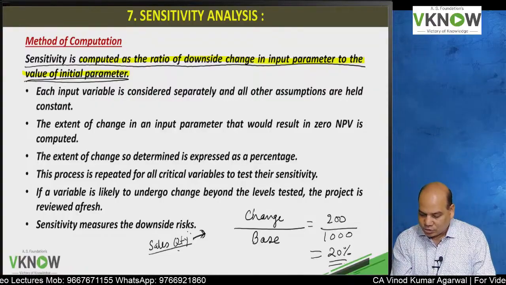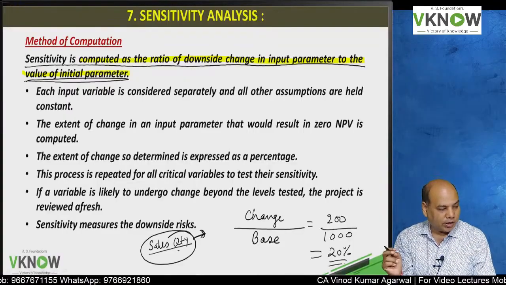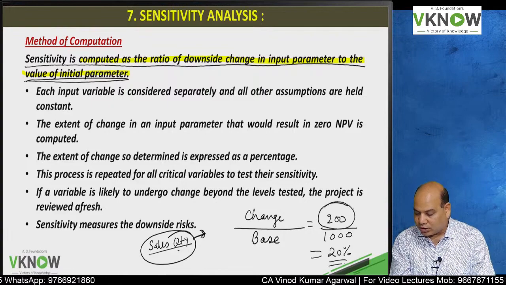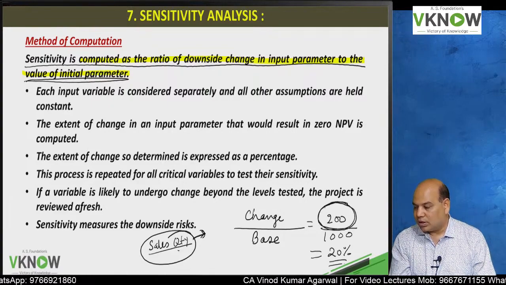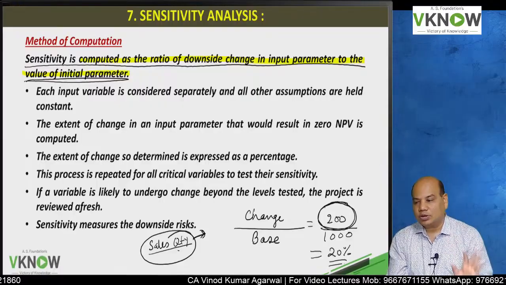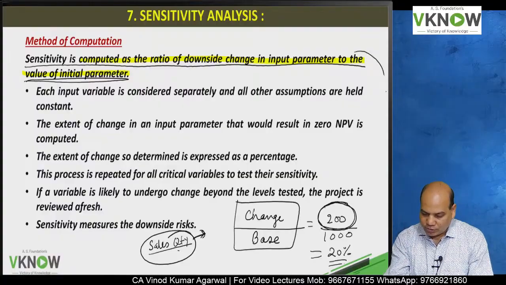If sales quantity changes by 20%, NPV will become 0. That is, I can allow my sales quantity to fall by a maximum of 200, but if it is expected to go down beyond 200, then NPV will become negative. That is what you have to compute. That is the very simple meaning of this first line.